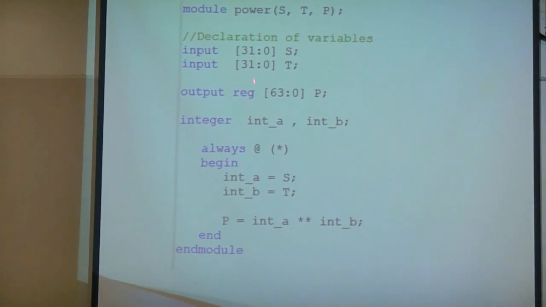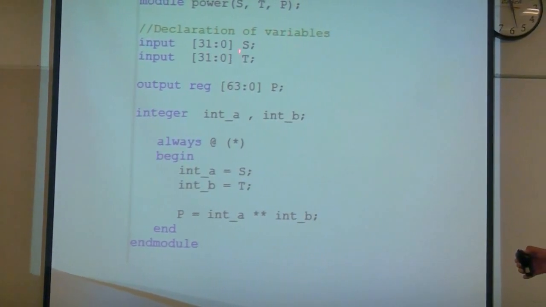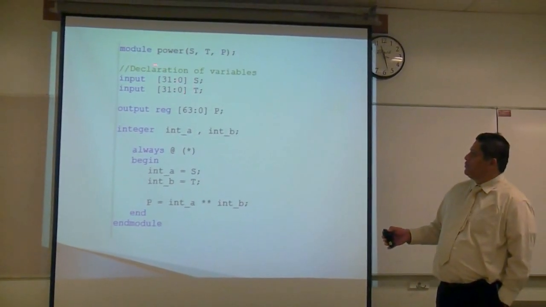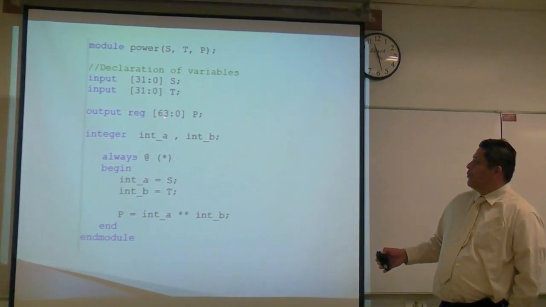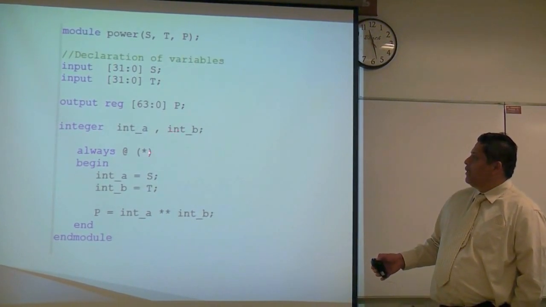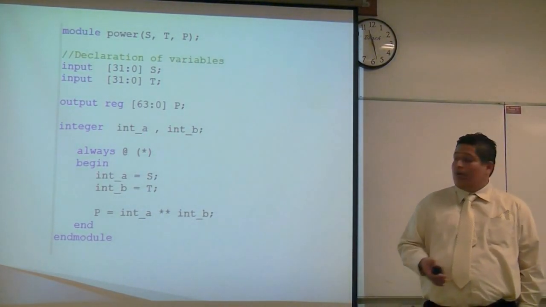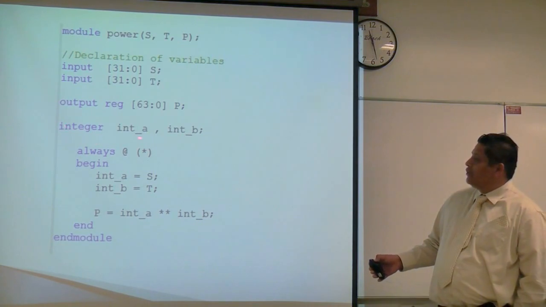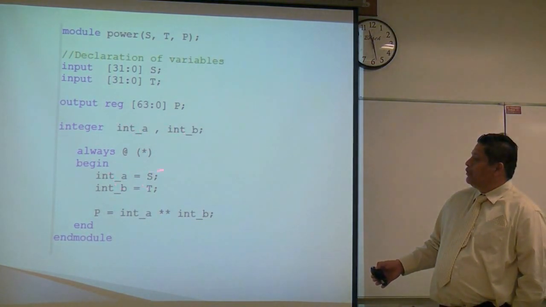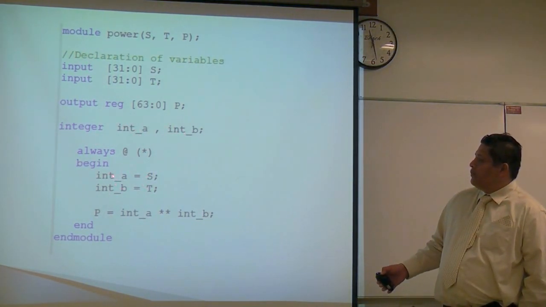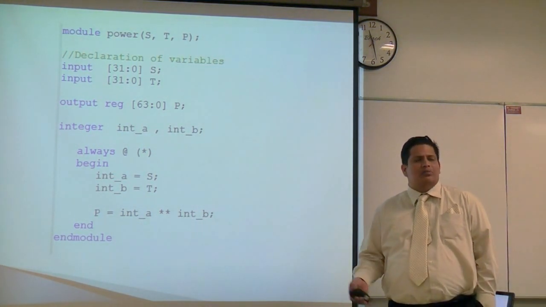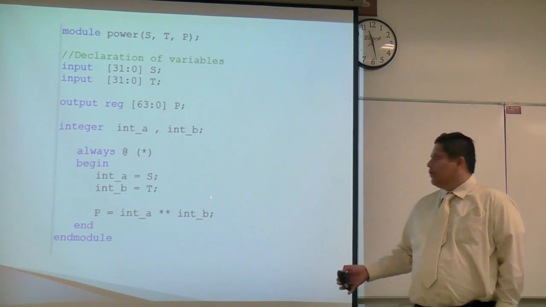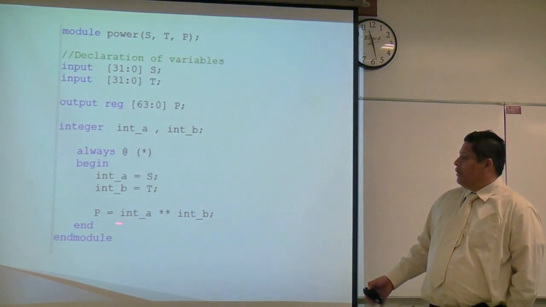What we're going to do is have S, T, and P. The first thing we do, we tell it 32, same. But we have P, which is 64. And in order to make it work, we have to actually make an integer A and B, and we transform this. This is very important because if we don't do this, it will not synthesize. And if it doesn't synthesize, then we have something that doesn't work. We need to make it work. So that's why we did this part. And then it's simple: A to the power of B.